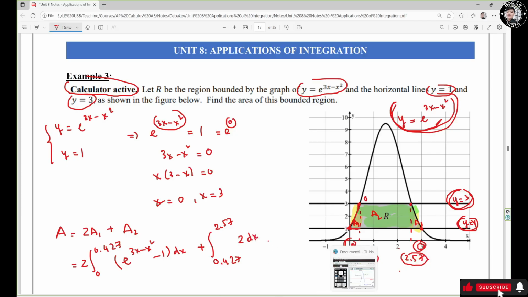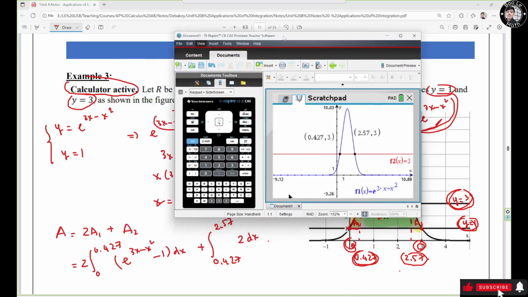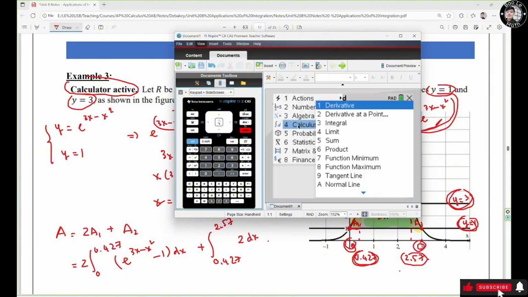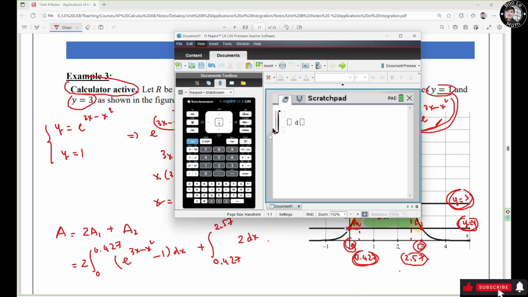Now I'm going to put this guy on the calculator. I need to hit home screen right here, hit calculate. Now I need to hit menu, calculus, integral. I need to put 2 in the front right here. Integral from 0 to 0.427 of e raised to the 3s minus s squared minus 1 ds.